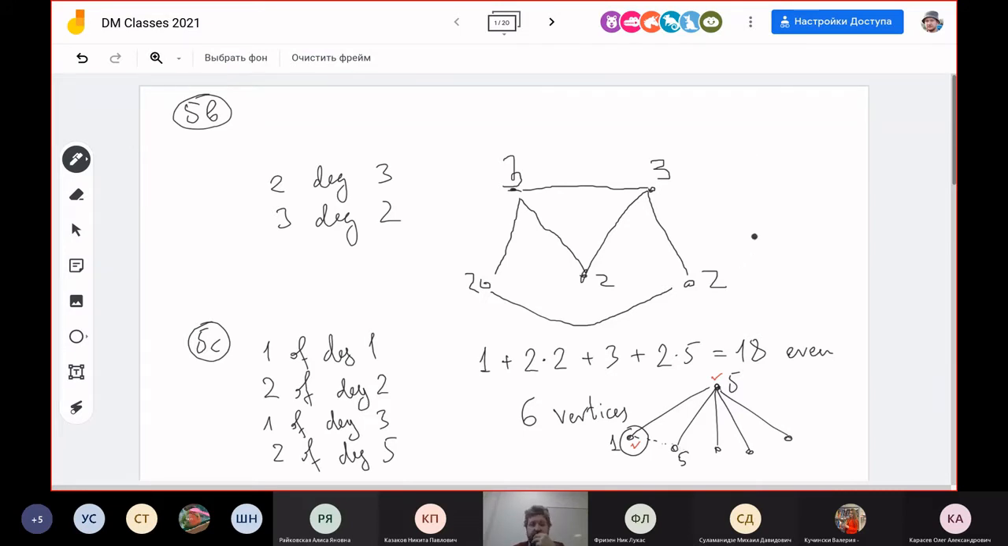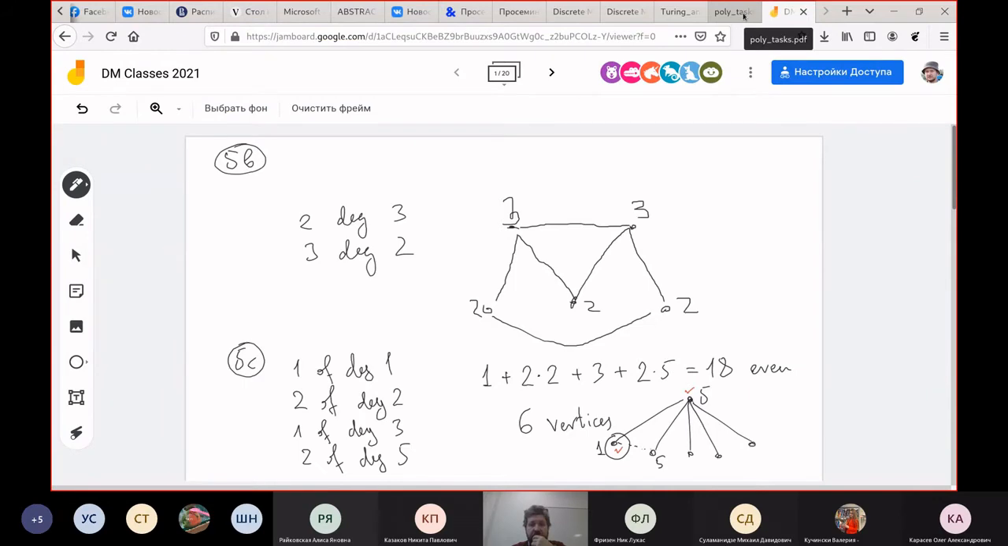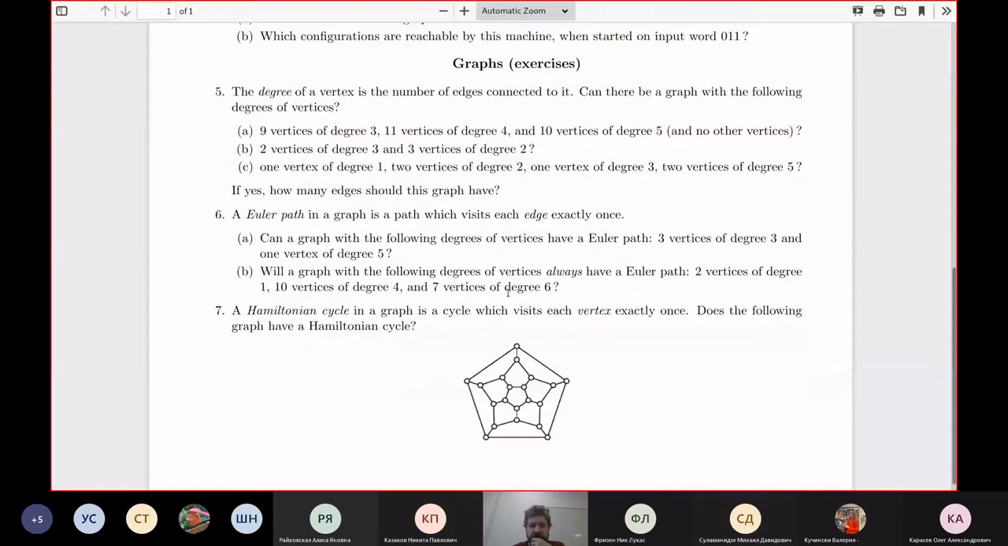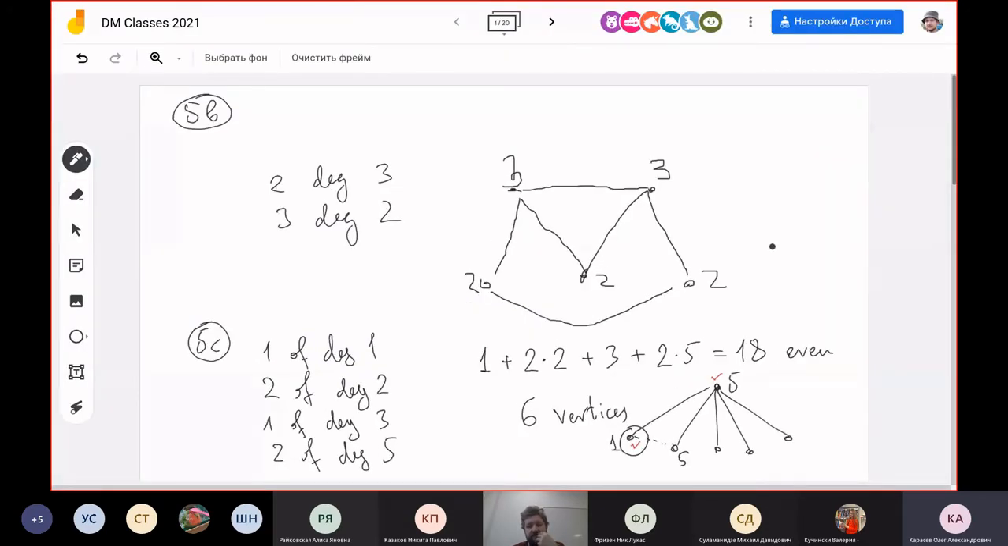Okay, let's then solve this question. And for problem six, well, here we, yeah, question, comment? 5C, am I right? You asked about multigraph, could it exist? Yeah, about multigraph, yes, it could. Could you draw it, please, then, just to close this question? Yeah, one second.